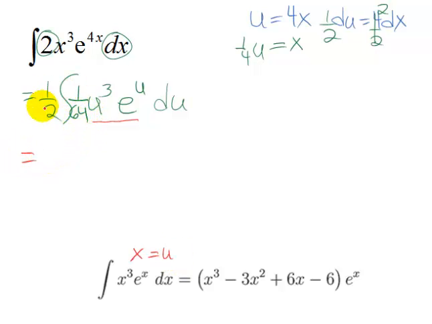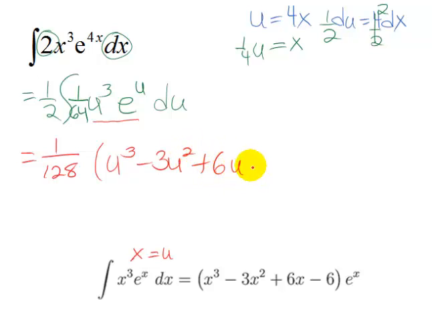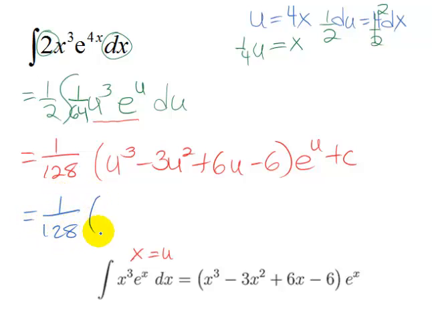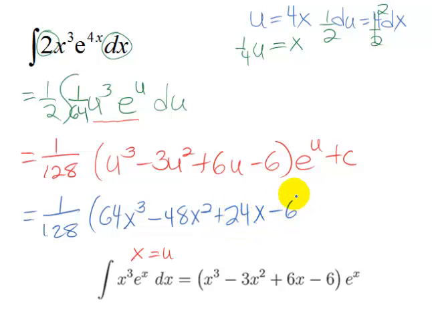So let's go ahead and apply this and we'll go ahead and combine these. So that's 1/128, and then it's going to be u cubed minus 3u squared plus 6u minus 6, and then e to the u plus a constant. And so now let's just go ahead and resubstitute, and this would be 1/128, and then this would be 4x cubed, so that's going to be 64x cubed, and then minus, this would be 16 times 3, so 48x squared plus 24x minus 6, and then e to the 4x plus a constant.